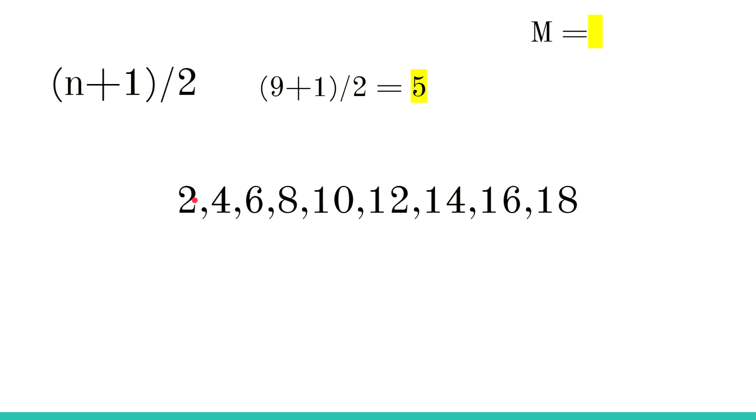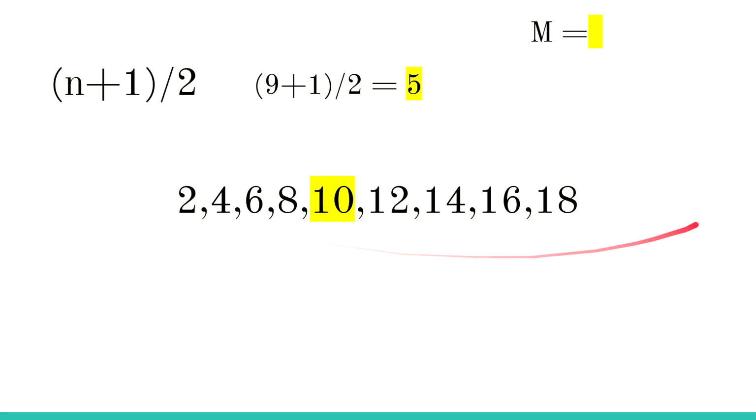And then let's figure out what the median is. Because the median is the 5th number in the sequence: 1, 2, 3, 4, 5. 10 is the median of this sequence.